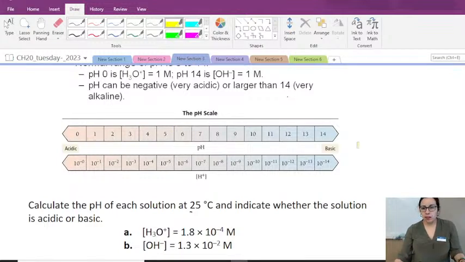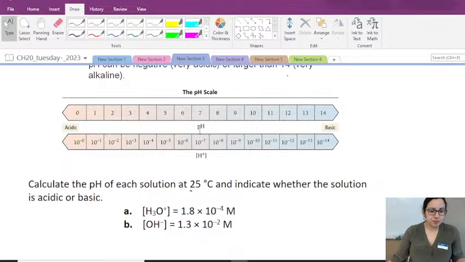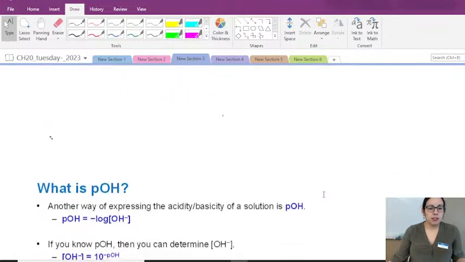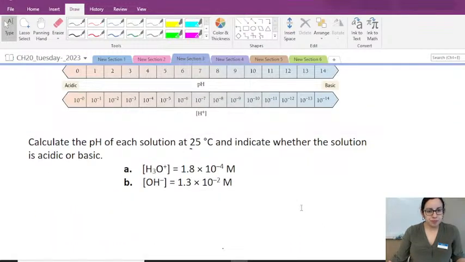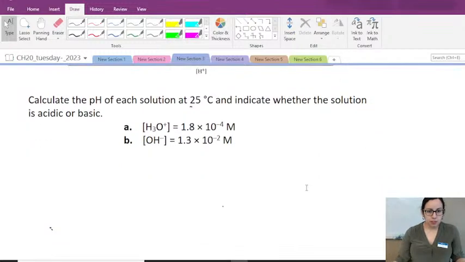So again, here's our pH scale. That's why we go from 0 to 14, based off of our Kw constant. So let's try this one. See if you can tell me what the pH is and if it's acidic, basic, or neutral.